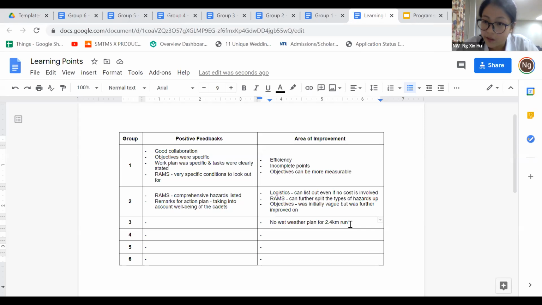Maybe about your objectives. Anything good about your objectives? I don't know. I'm not too sure. Okay, it's okay. We are currently running short of time, so I'll skip the other groups first.